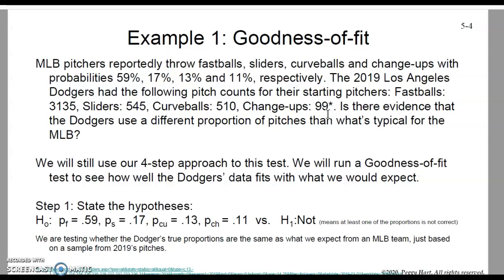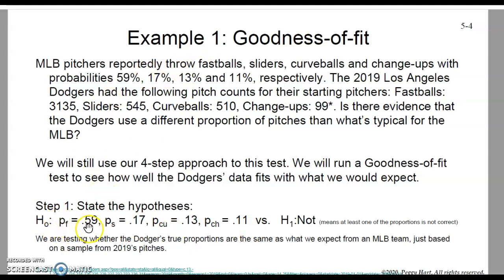We're wondering if the Dodgers data fits what we expect, and so we're trying to measure how well their data fits. First of all, the hypotheses are really easy to state, and you'll see this in your book when you look at the notes. H0 is just the list of probabilities that we expect to see, and H1 is just "not." All that means is at least one of these is not as it's stated. So this was what was reported.